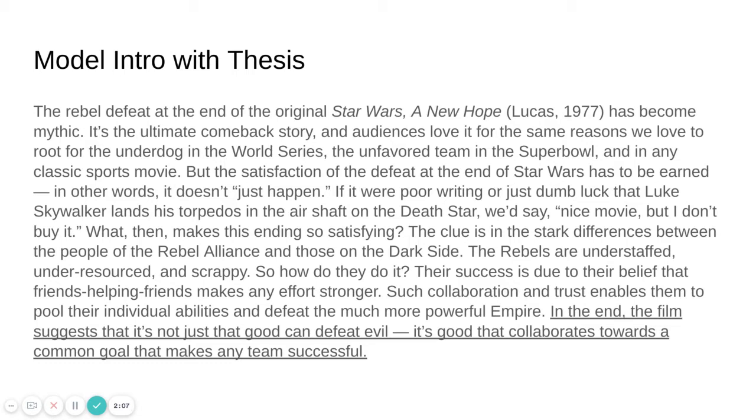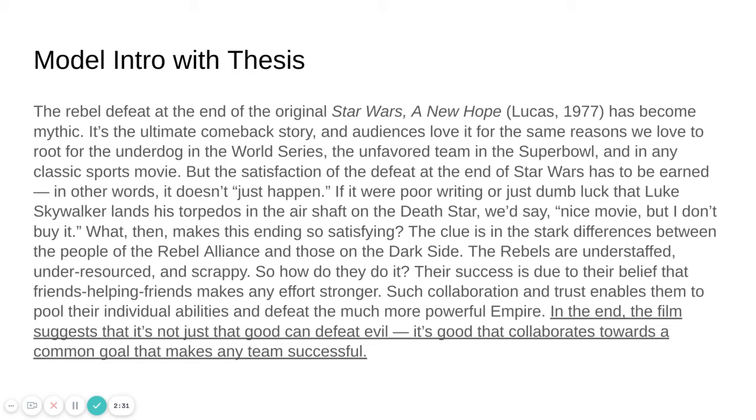But the satisfaction of the defeat at the end of Star Wars has to be earned. In other words, it doesn't just happen. If it were poor writing or just dumb luck that Luke Skywalker lands his torpedoes in the air shaft of the Death Star, we'd say, nice movie, but I don't buy it. What then makes this ending so satisfying? The clue is in the stark differences between the people of the Rebel Alliance and those on the dark side.